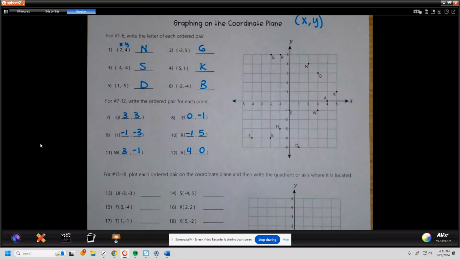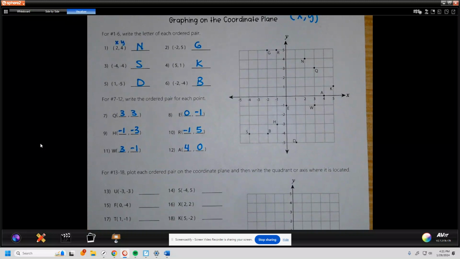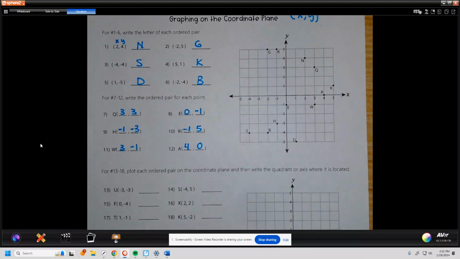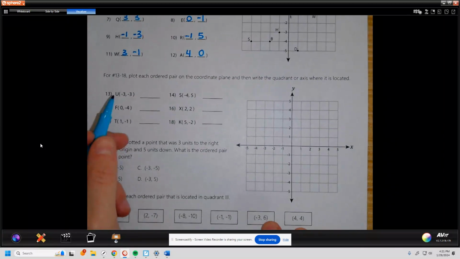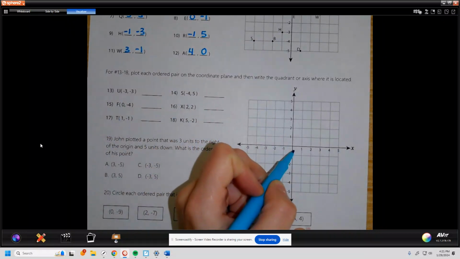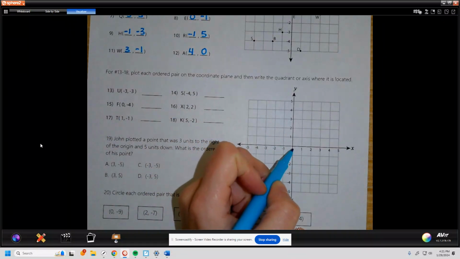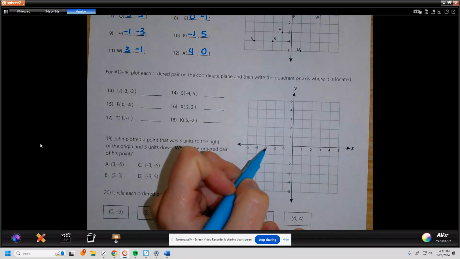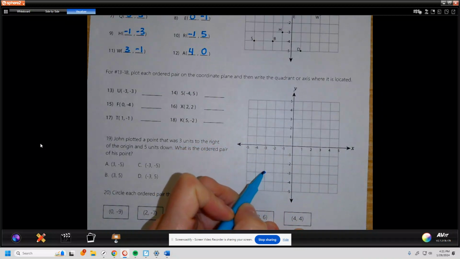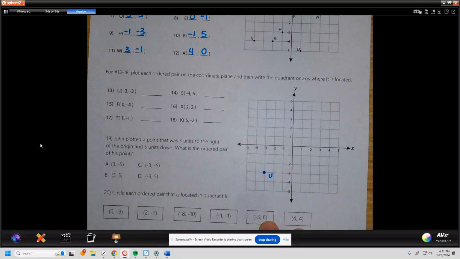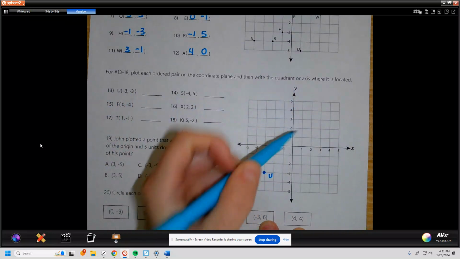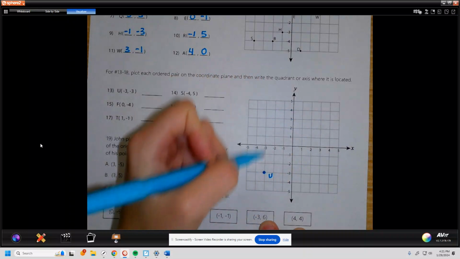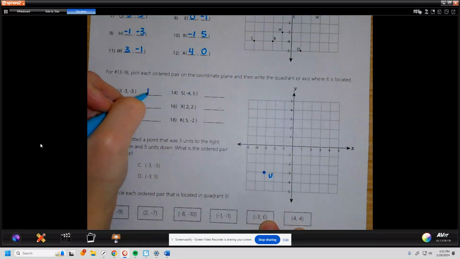All right, for 13 through 18, plot each ordered pair on the coordinate plane and then write the quadrant or axis where it is located. So I'm going to go to this graph. I'm going to start at the origin. That's like my good home spot. I'm going to go to -3 on the x and -3 on the y. Put a dot, label it U. Then you need to write the quadrant or axis where it's located. Remember, quadrants go 1, 2, 3, 4. So that is quadrant 3.